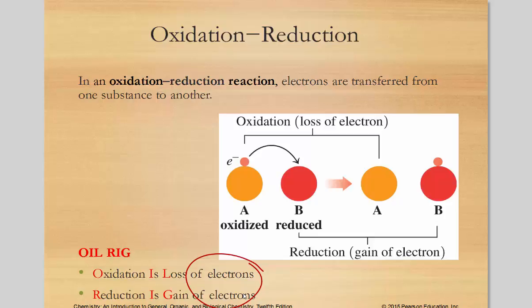However, there's a shorthand method that they use with biology. OIL RIG is one way of saying it. Oxidation Is Loss of electrons. Reduction Is Gain of electrons.